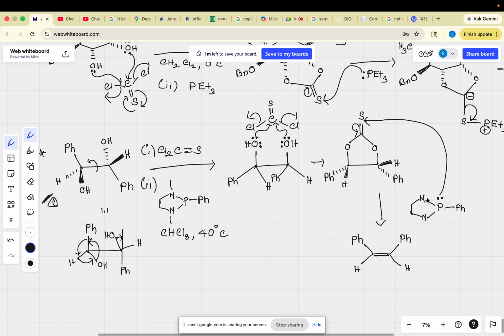This is the full question. So this is your Corey-Winter reaction. You will get your alkene product from here, from the diol compound. Is it clear? Any doubt?